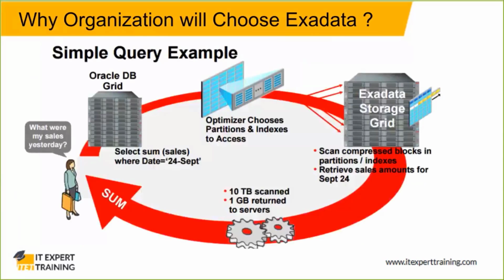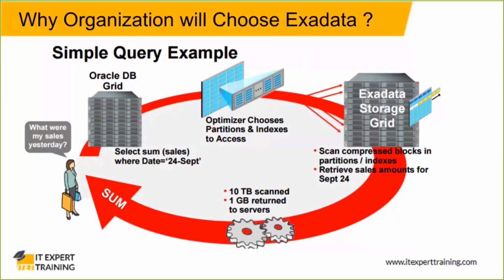Okay, a simple query example would be like this. This is my user, and he wants to run something on the database and find some data out. So what happens? He's running his code, and the code goes to the optimizer engine, and the optimizer engine decides that the data can be fetched from the storage grid in an efficient way, and then it passes that instruction to the storage grid.